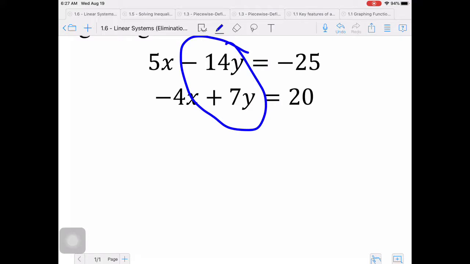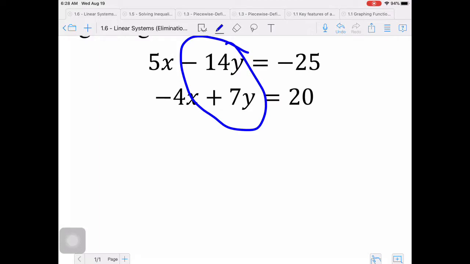I see that they're also opposite. So I have a -14 and I have a +7. I can see that to make them the same number, all I have to do is multiply the 7 by 2. And I don't have to do anything to the first equation. So that sounds much, much, much better. So I'm going to go ahead and do that instead.